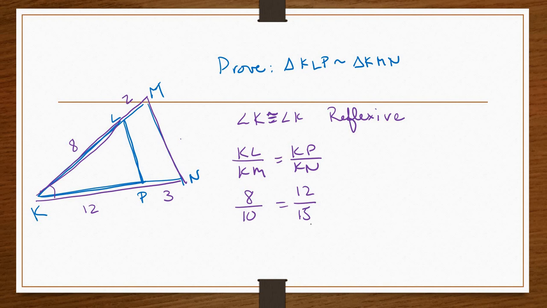And is that proportional? Well, we can use cross products, or we could just simplify both of these. 4/5 does equal 4/5. Therefore, triangle KLP is similar to triangle KMN. Okay, so we will do a few more of these in class, and that's it.